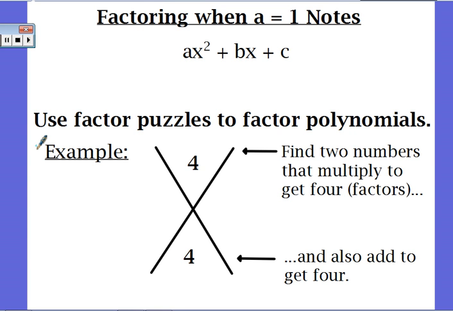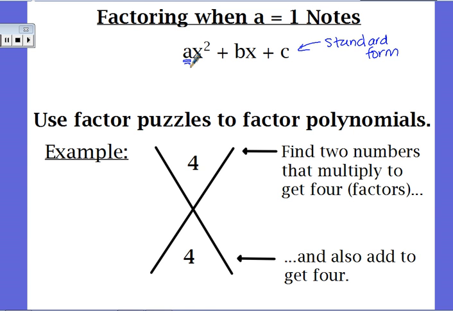Okay, we're going to talk about factoring. First, we have to look at what standard form is when we're talking about polynomials. So ax squared plus bx plus c is your standard form with polynomials. When we're factoring today, we're going to factor whenever a is 1. That means we're not going to see a coefficient on x squared.